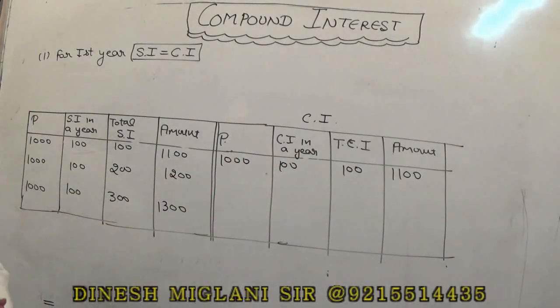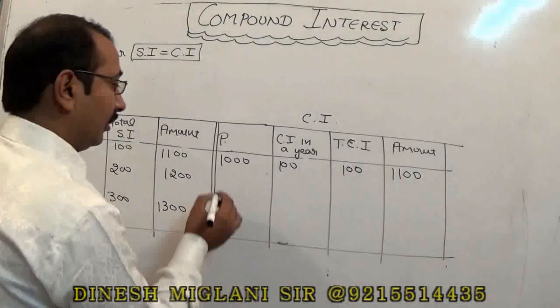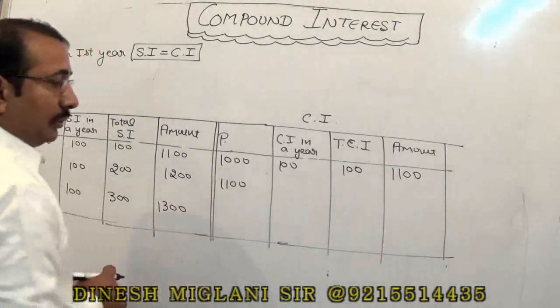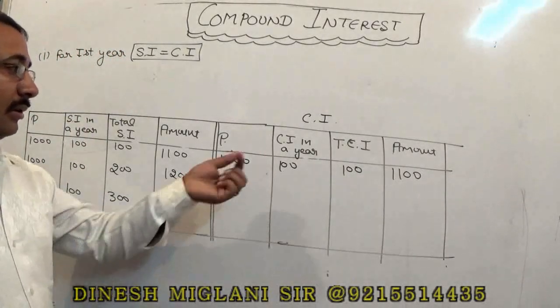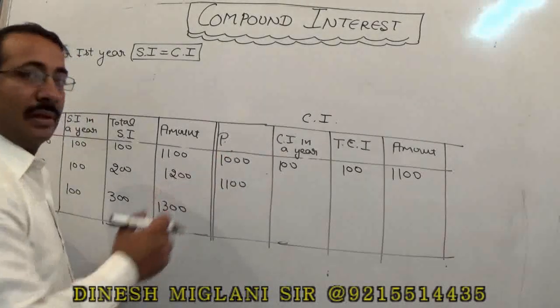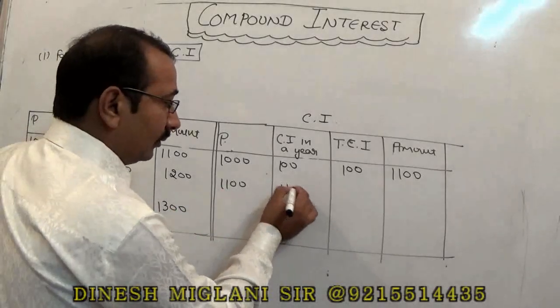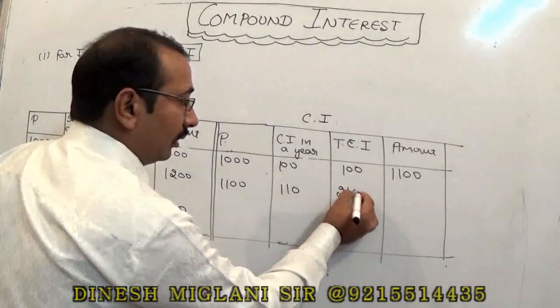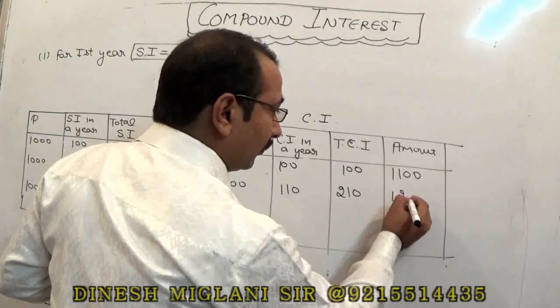Now for the second year, as we know in compound interest, you also get interest on interest. Means for the second year, this 1100 now becomes my amount, because that 1100 includes that 1000 my principal as well as 100 my compound interest. Now I will get interest on principal as well as on interest. Now 10% of this is 110, total interest in 2 years is 210, or I can say my total amount is 1210.